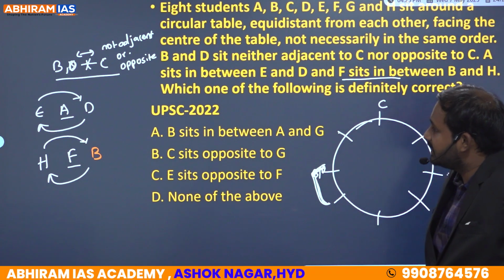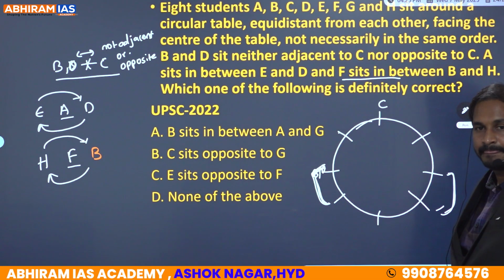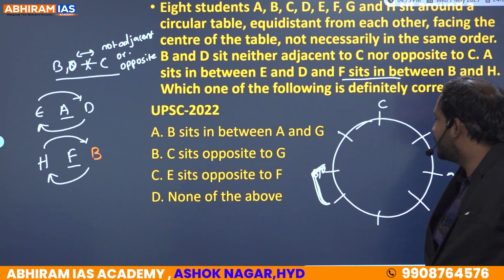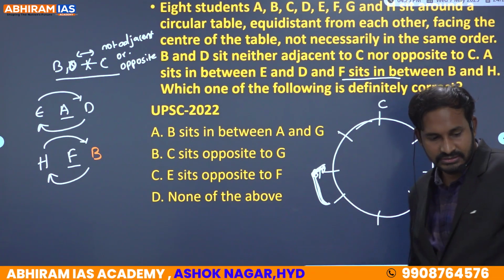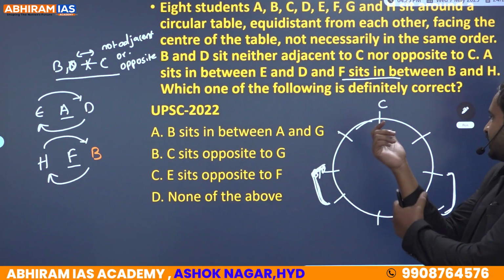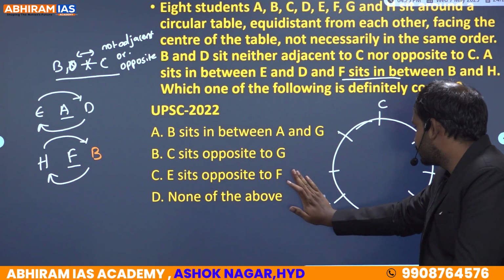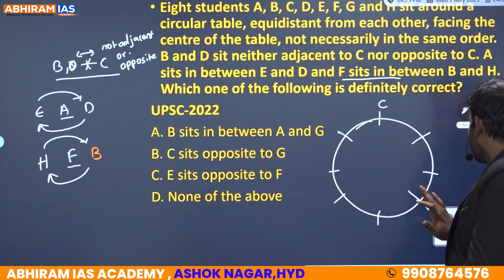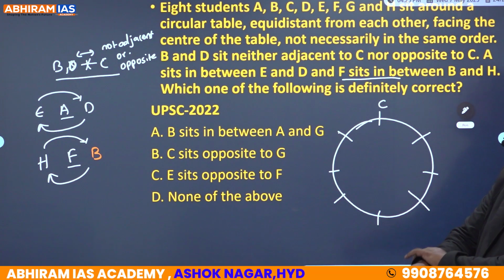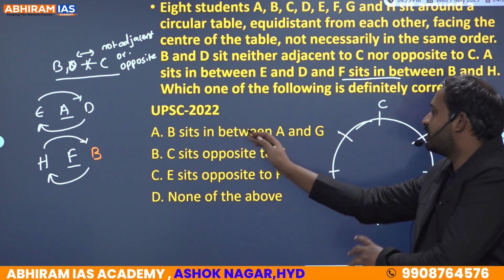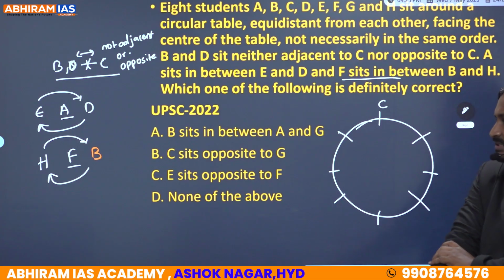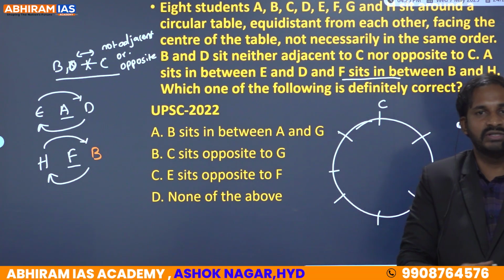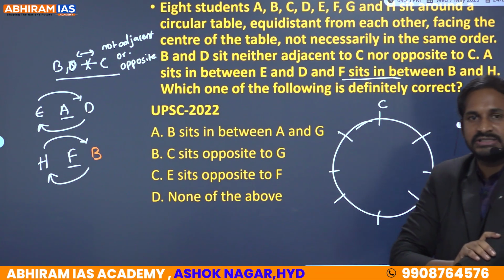Next, A is sitting between E and D. Let us assume a pattern, students, and we will try to solve it. We will try to prove these options false. In this type of question, to find which one is definitely true, we will try to make them false.